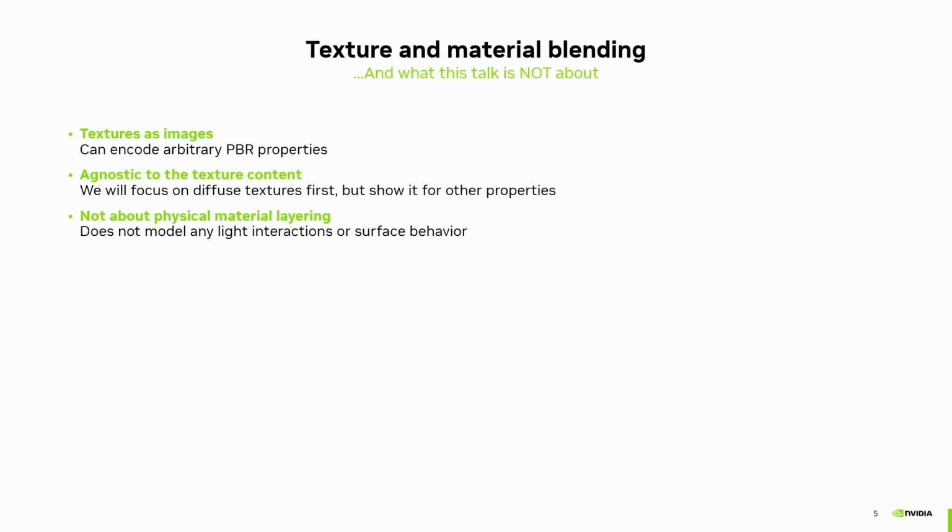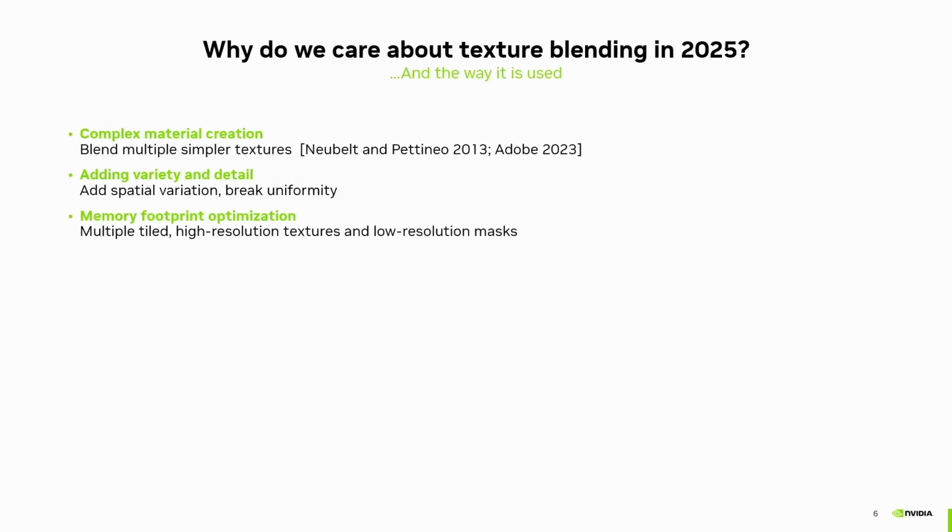So why do I still care about the stuff in 2025? Well, because it's so ubiquitous. Meaning that texture blending is used all the time by artists for complex material creation from multiple simpler materials that are combined together, for adding variety, for adding detail, breaking uniformity. It's a very convenient technique for memory footprint optimization, like for terrain textures where multiple tilers are blended together with low resolution masks. And it's also a pretty nice workflow.